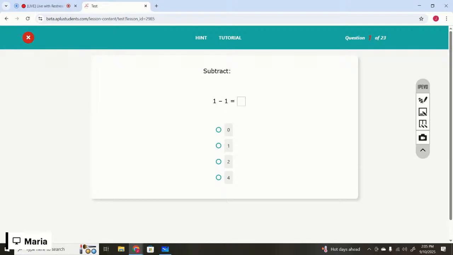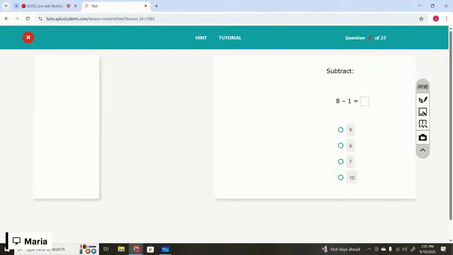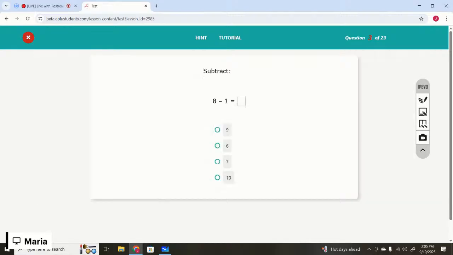1 take away 1. Again, subtracting a number from itself always makes a 0. So 1 take away 1 is 0. Again, 1 take away 1 is 0, right? Subtracting a number from itself always makes a 0.